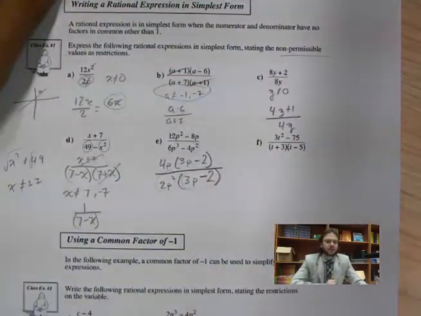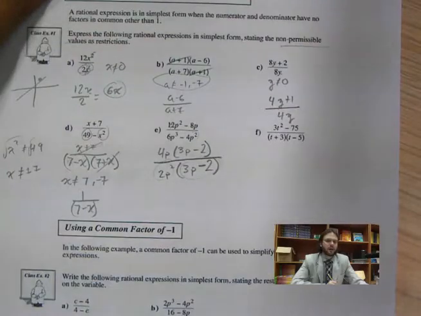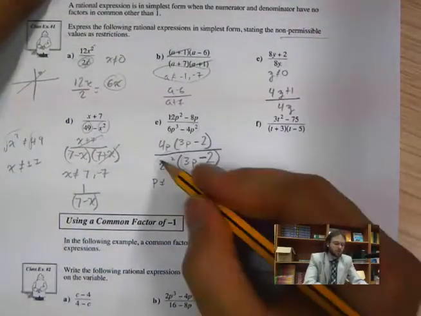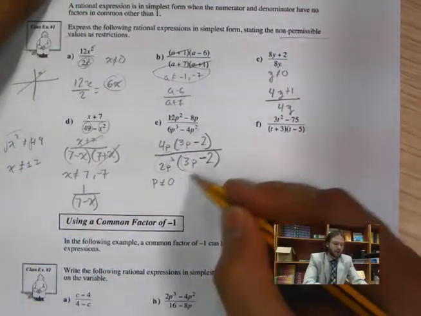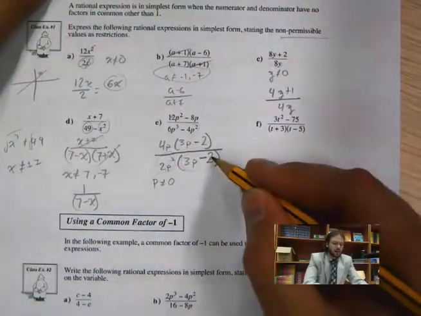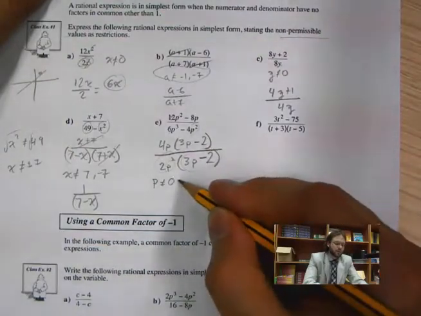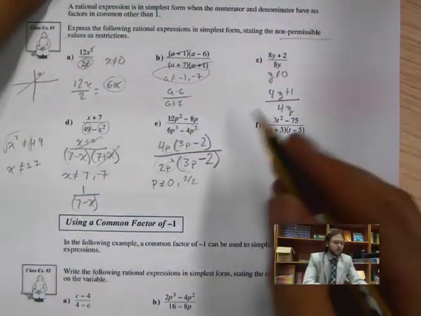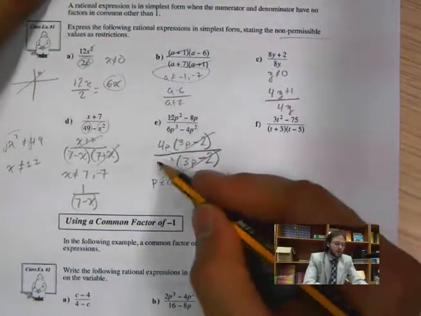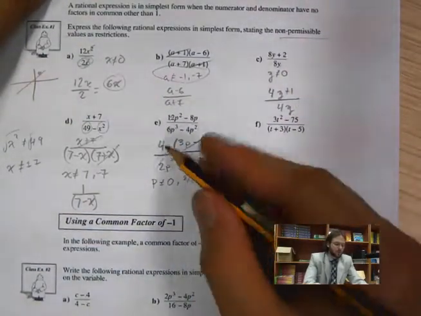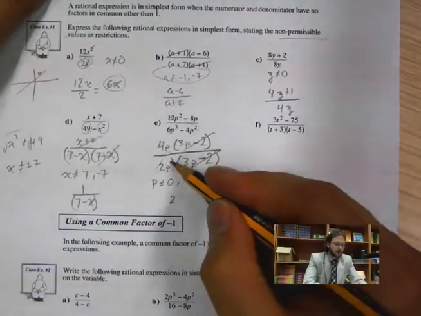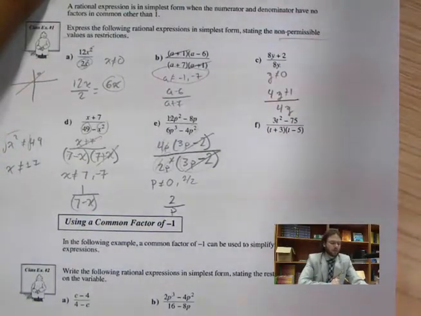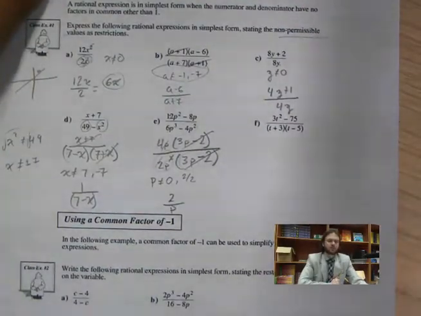Now that it's factored, it's easier to find my non-permissible values. What are my non-permissible values? p cannot equal 0. And if I solve for the other factor, I'm going to get 2/3. Okay? So now I can cancel off some things, and this cancels off with that. So I'm left with 2 on top, and 2 over p, if we cancel everything off. And that's just my solution. Alright?